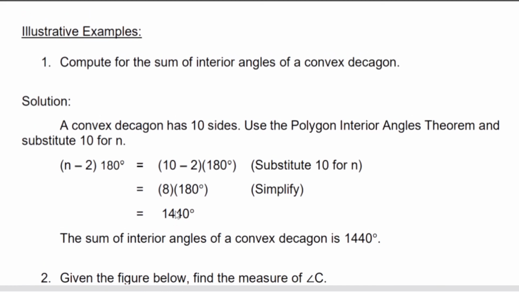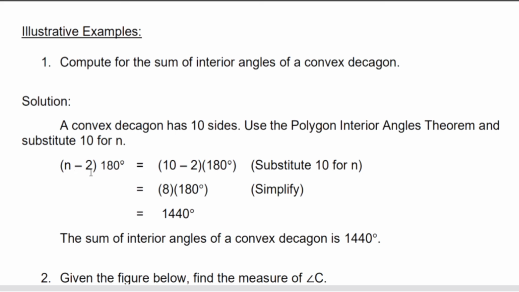For number 1, compute for the sum of interior angles of a convex decagon. So this is the solution. A convex decagon has 10 sides. Use the polygon interior angles theorem and substitute 10 for n. So decagon has 10 sides. This is our formula. N minus 2 times 180 degrees.